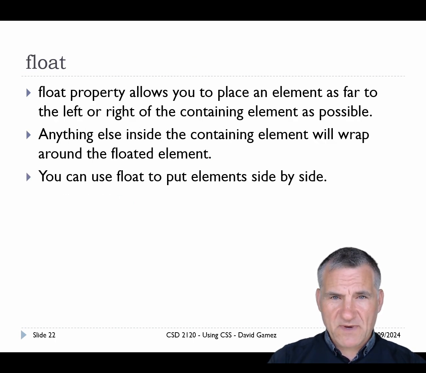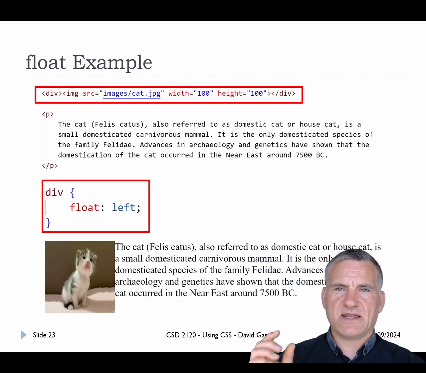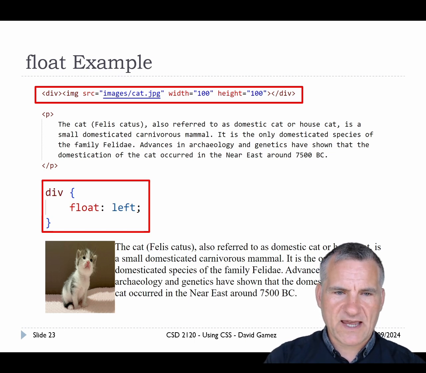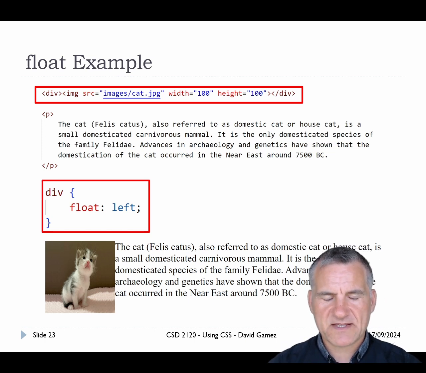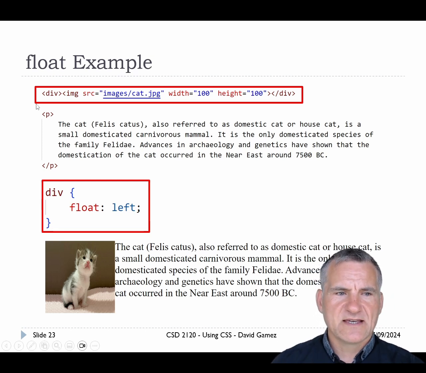Float is probably the one you're most likely to use, and this is where you've got an element and you want the text to flow around it. That's what you typically use it for, although people used to use it for layouts. These days it's more this kind of scenario, where I've got a picture of a cat, and I want it to be to the left of this description of the cat. So I'm floating the cat picture left, and then the rest of it will go around it.